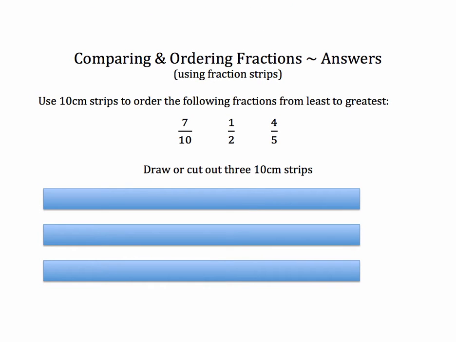So today we're going to be going over the answers to the comparing and ordering fractions questions that we had from earlier. So the first question was to put these three fractions in order: 7/10, 1/2, and 4/5 from least to greatest using the fraction strips, these 10 centimeter strips. So you could either draw them and cut them out, or you could just draw a rectangle and color in the shapes right onto your paper.